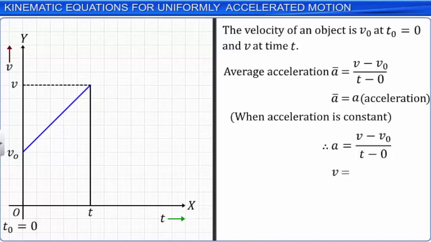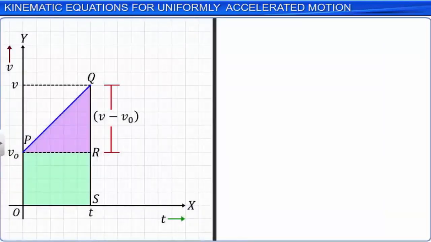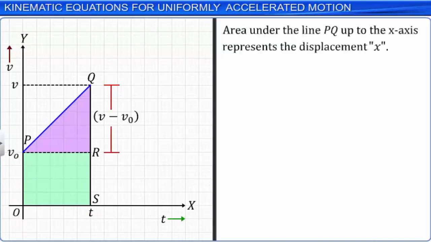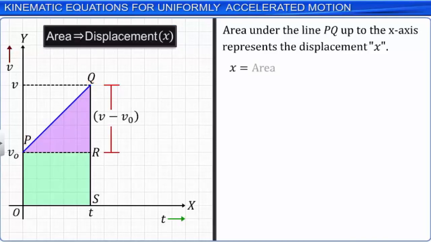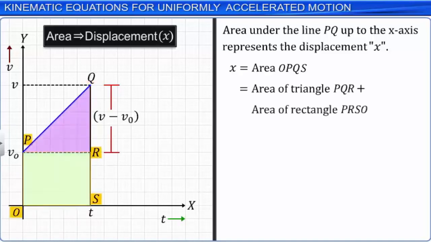The second equation represents the relation between displacement x, initial velocity v naught, acceleration a, and time t. The area under the line PQ up to the x-axis represents displacement x. Displacement x is represented by the area between the lines joining points O, P, Q, and S. This is equal to the sum of the areas formed by the triangle PQR and the rectangle PRSO. We get the value of x as half the product of t and the difference of v and v naught, plus the product of v naught and t.